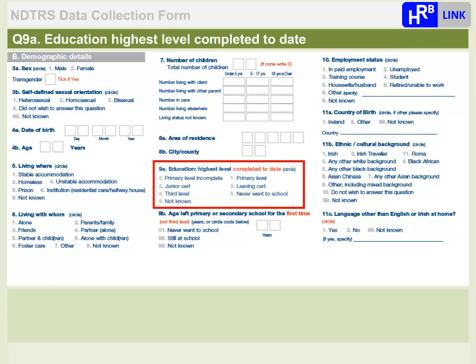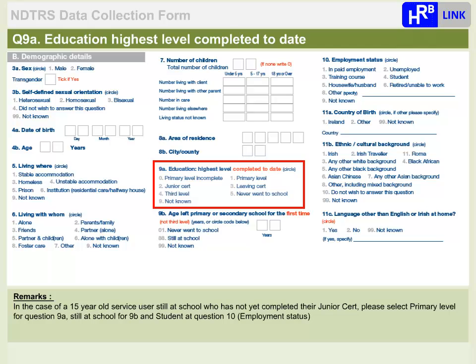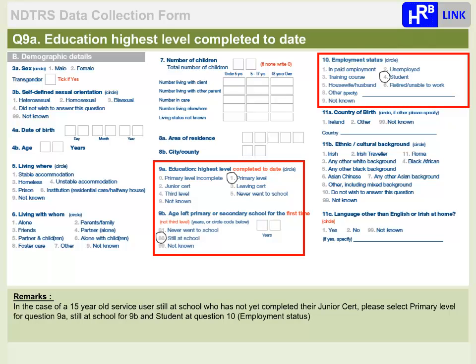Question 9a, Education Highest Level Completed to Date. This question has been revised to record the highest level of education completed to date by the service user. In the case of a 15-year-old service user still at school who has not yet completed their junior cert, please select Primary Level for question 9a, Still at School for 9b, and Student for question 10, Employment Status.